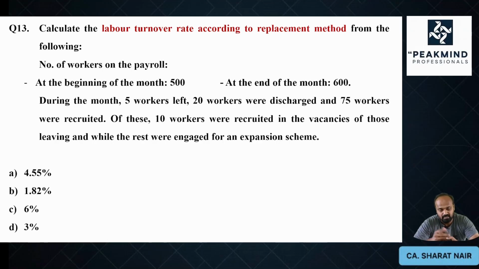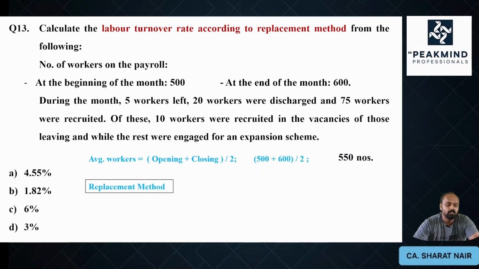That means replacements, while the rest were engaged for an expansion scheme. So again, earlier in the question which I mentioned, newly joined, which is the vacancies. It is not the case where the vacancy existed, something new. So we need to start with the average number of workers, which is (500 + 600) divided by 2. It will be how much? 550 workers.